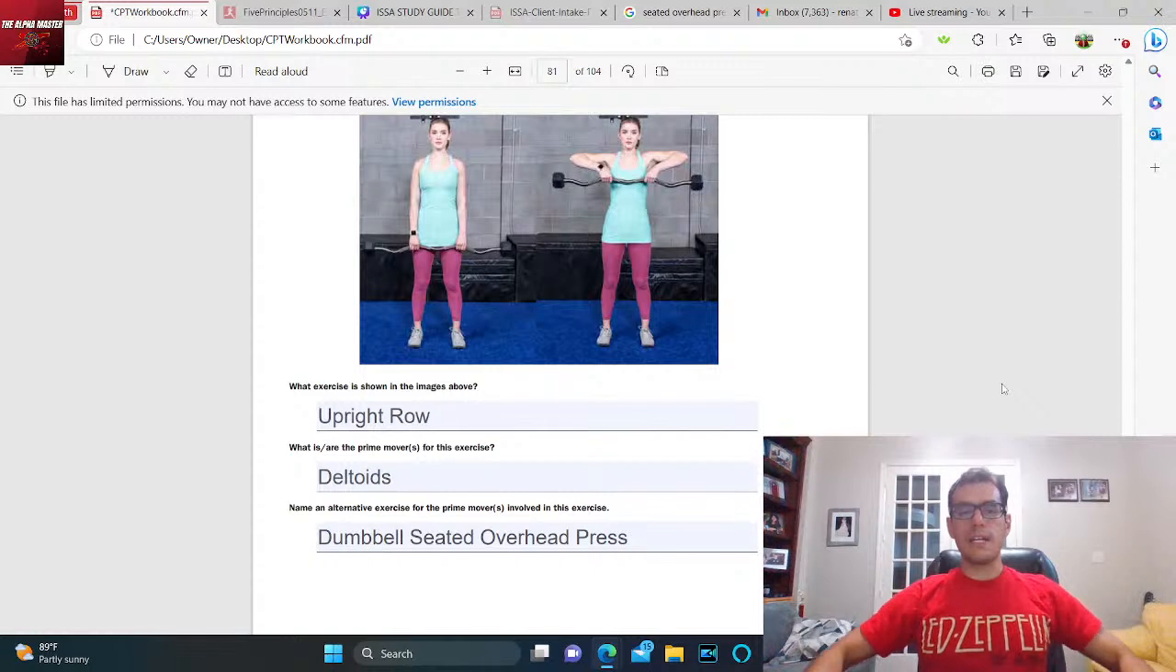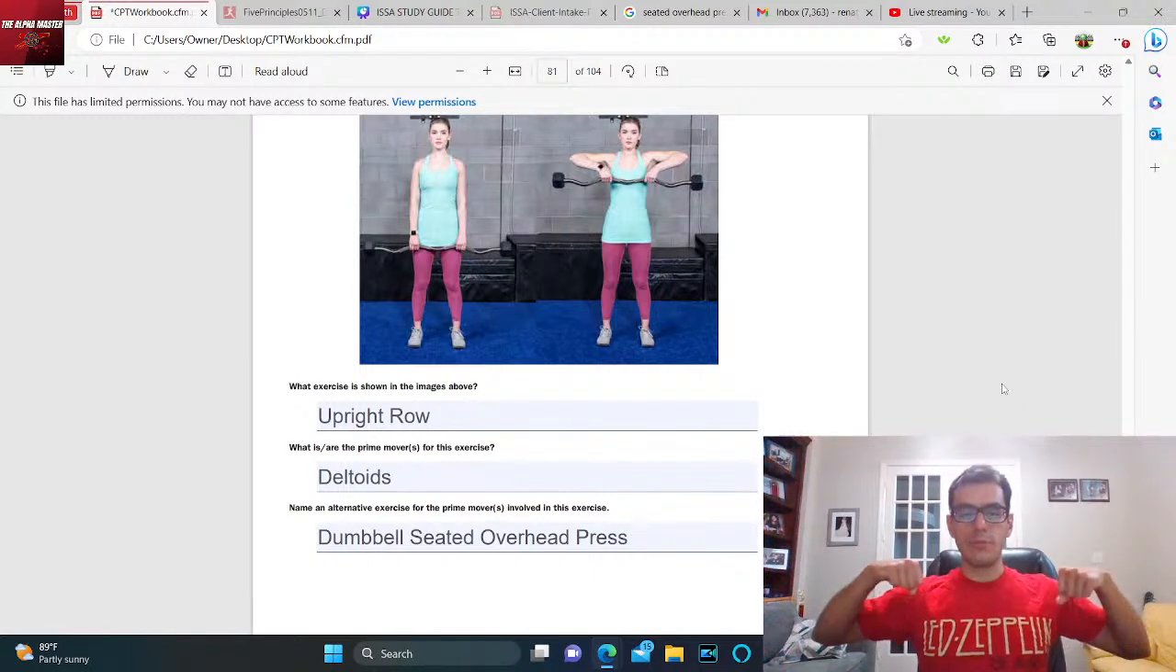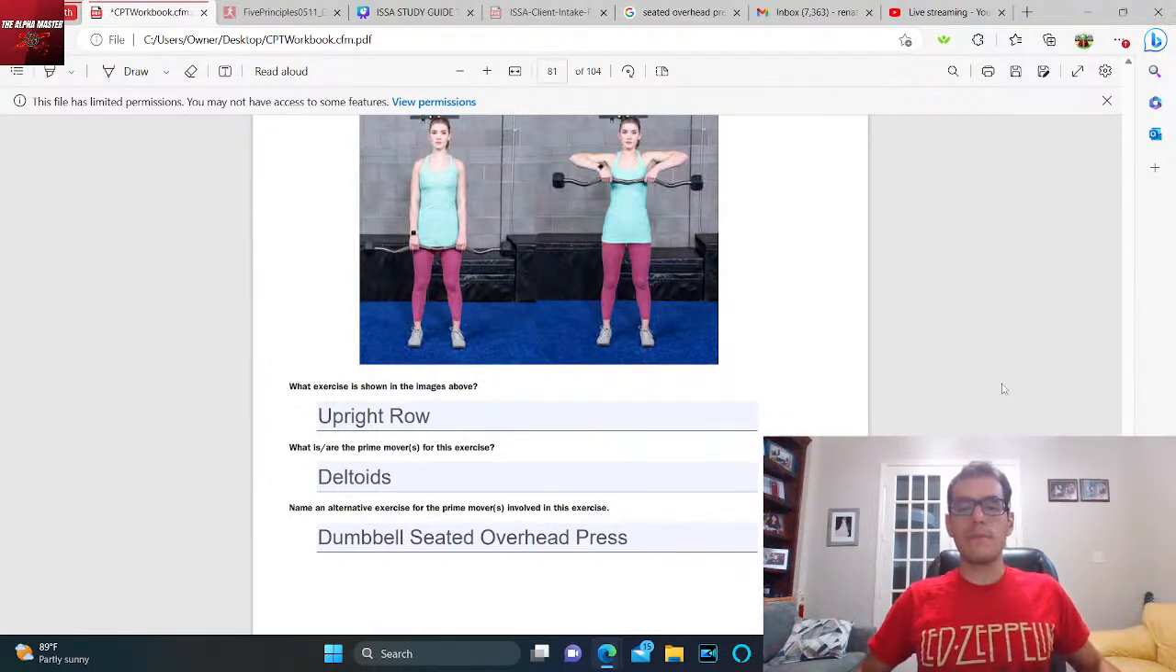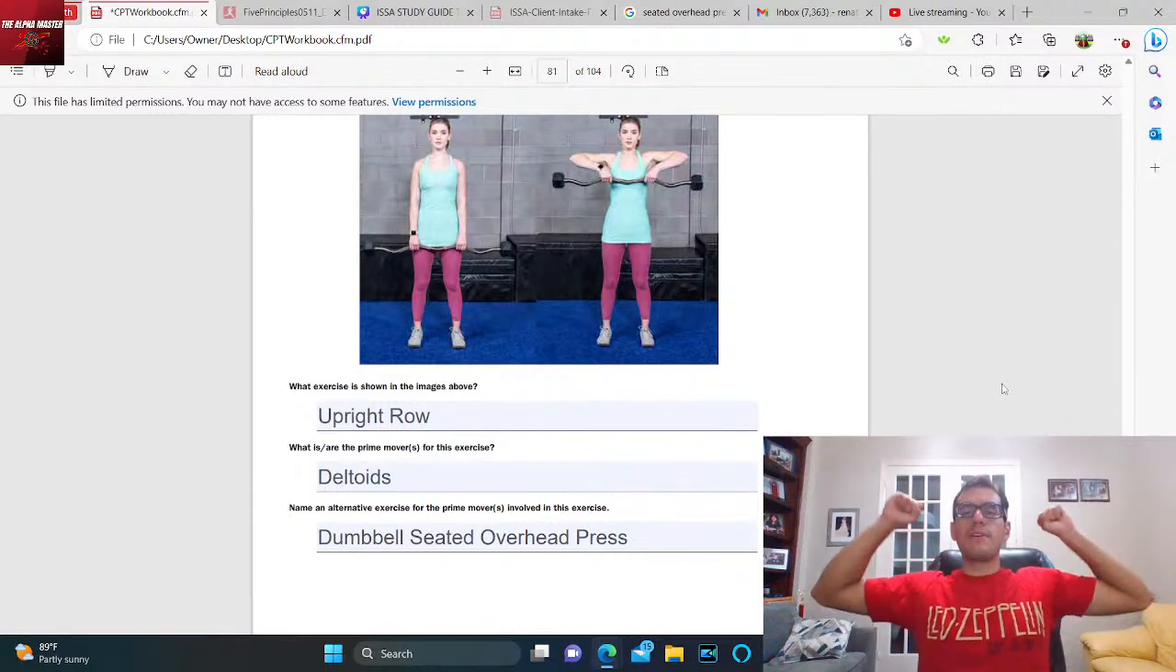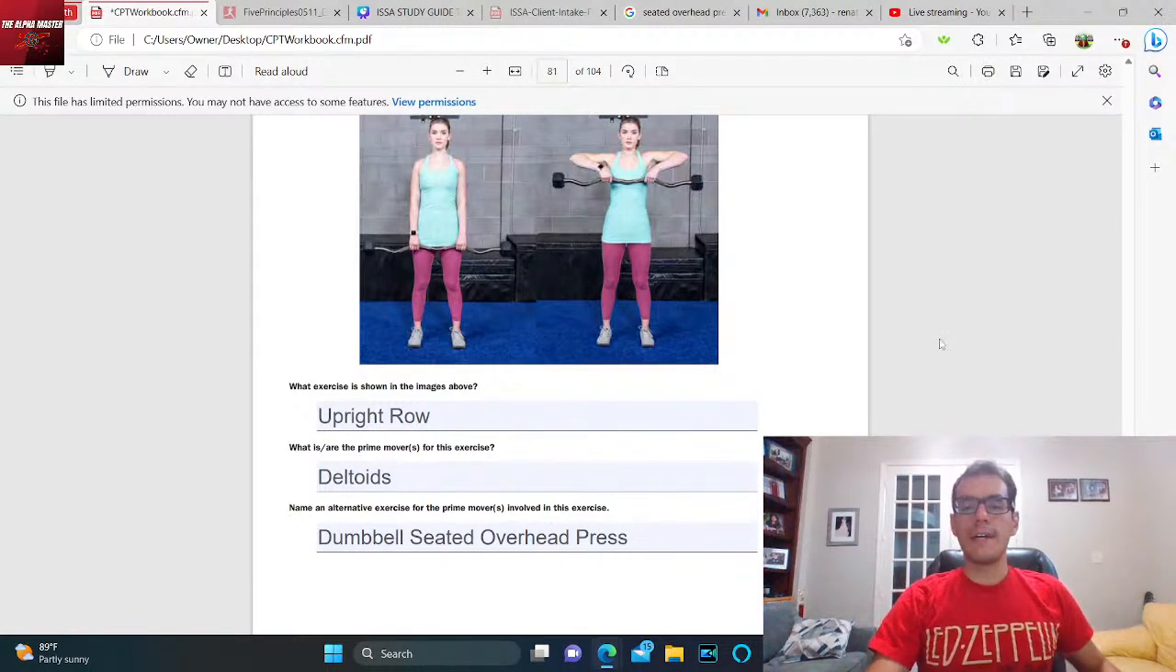The exercise shown in the images above is going to be the upright row. The prime movers for this exercise is going to be the deltoids. And an alternative exercise for the prime movers involved in this exercise is going to be the dumbbell seated overhead press.